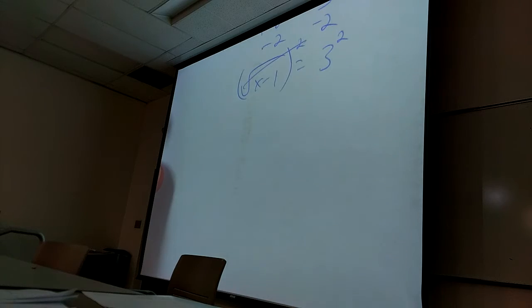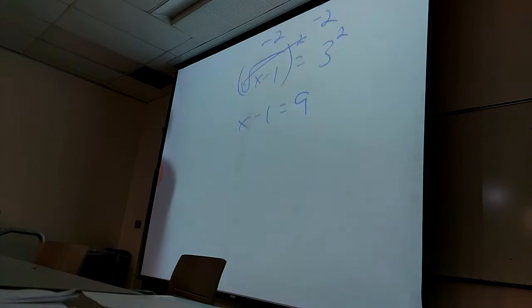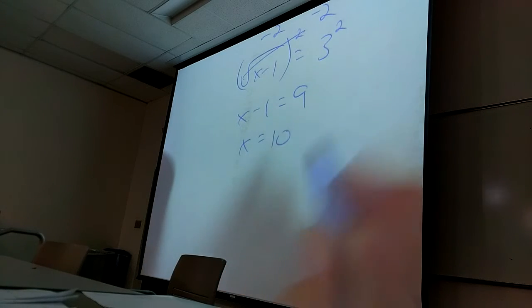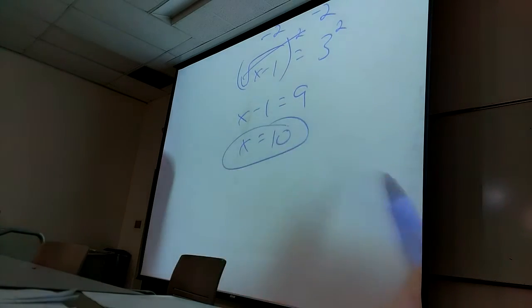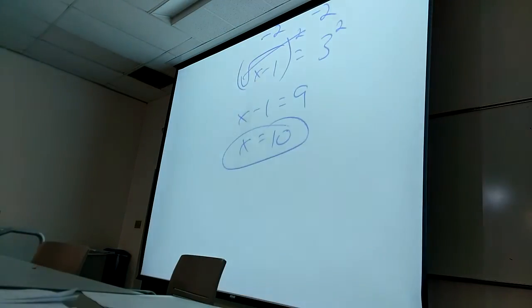X minus 9. And so x equals? 8. Okay. And they can check it real quick. 10 minus 1 is 9. Radical 9 is 3, plus 2 is 5. Yay!